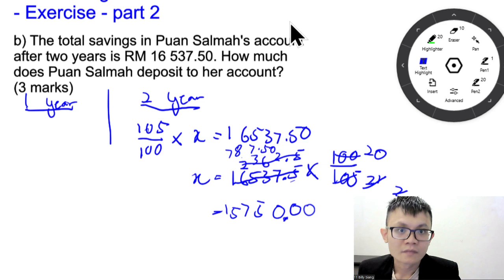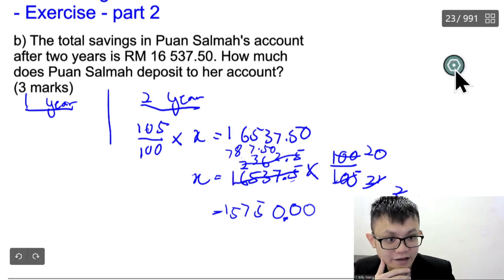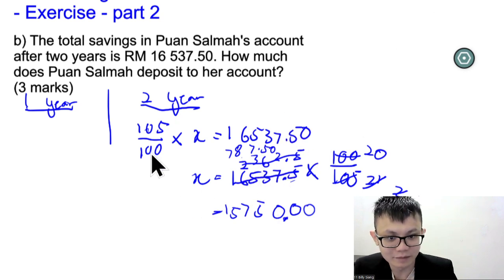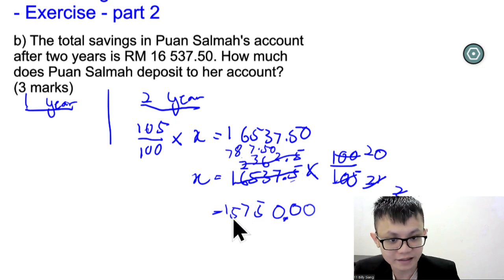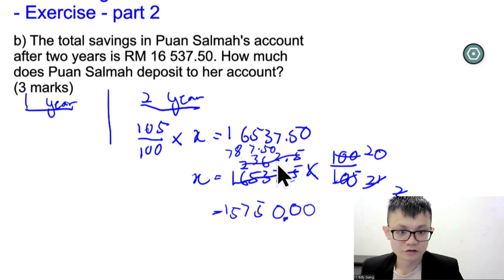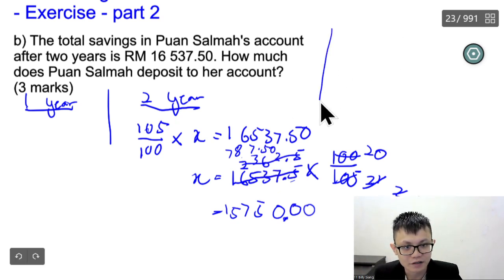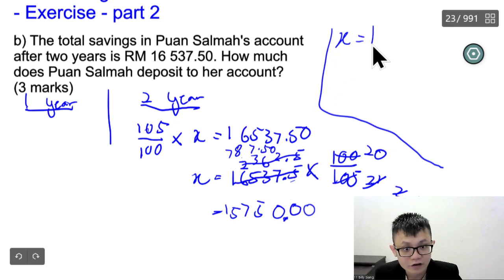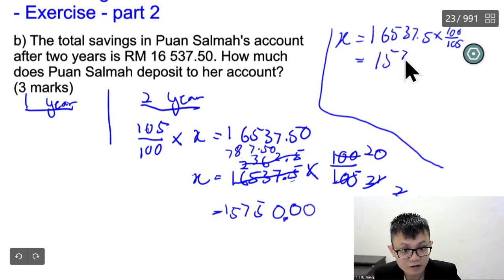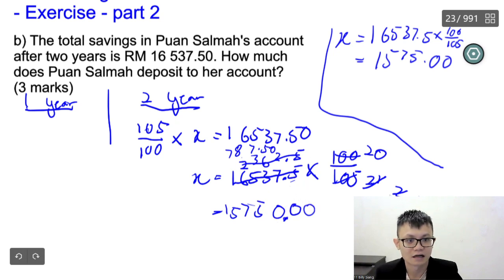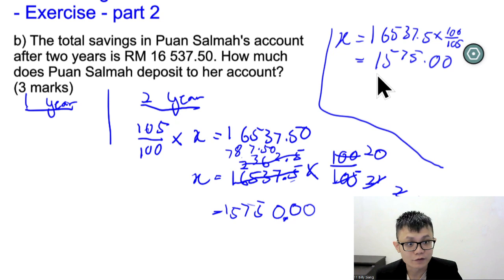It depends on how you want to divide it. It's quite messy here because I divided it by myself. So basically, you should get something like 15750.00. I'll write it here again because I'm afraid it's messy. X should be 16537.5 times 100 over 105. You should get around 15750.00. I just did the cut method. This is the first year's money.